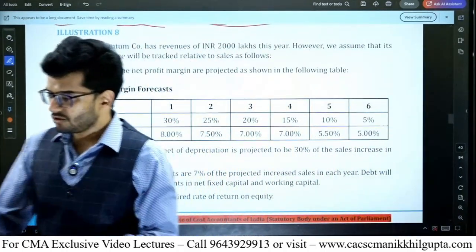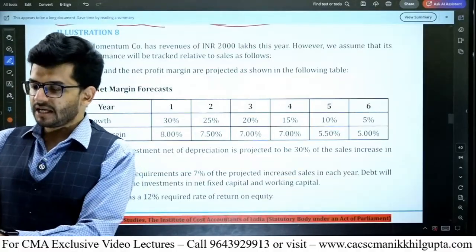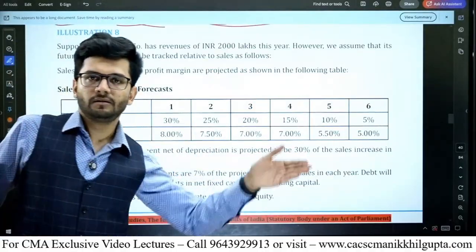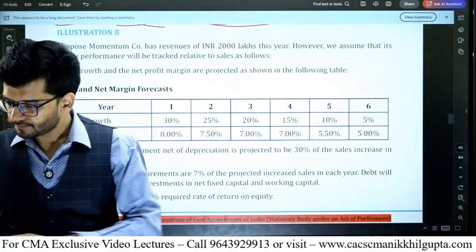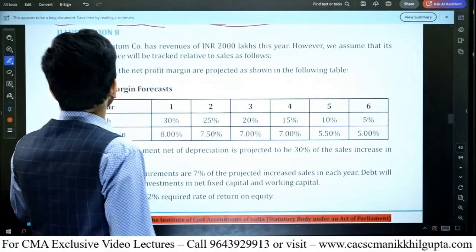And the calculation of fixed and working capital is quite easy: closing minus opening, closing minus opening. Okay, sir, got it. Let's move on to illustration number 8.